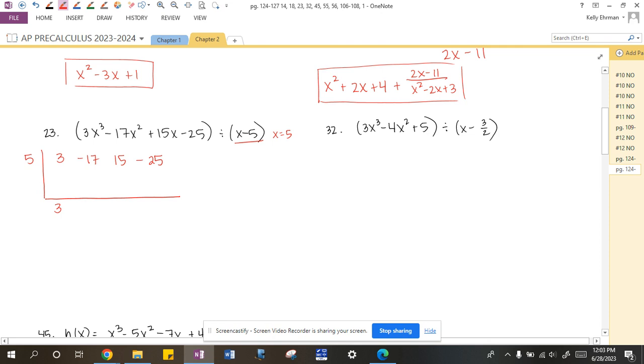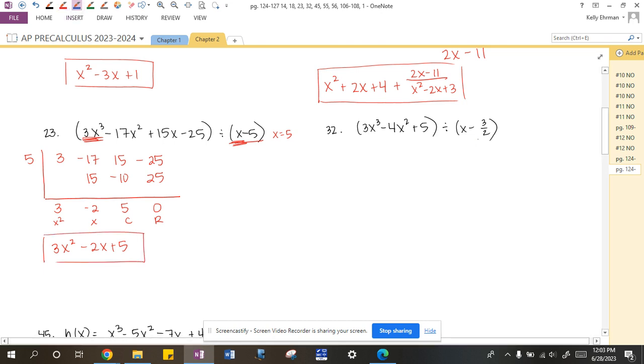Drop down the first number. Multiply 5 times 3. Add negative 17 plus 15. Multiply. Add. Multiply. Add. We were still just dividing for this, so the answer is, remember this is remainder, constant, x squared. Or another way to think of it, you divided an x to the third by an x, so you're going to get x squared as a result. 3x squared minus 2x plus 5. No remainder, so no need to write a fraction.